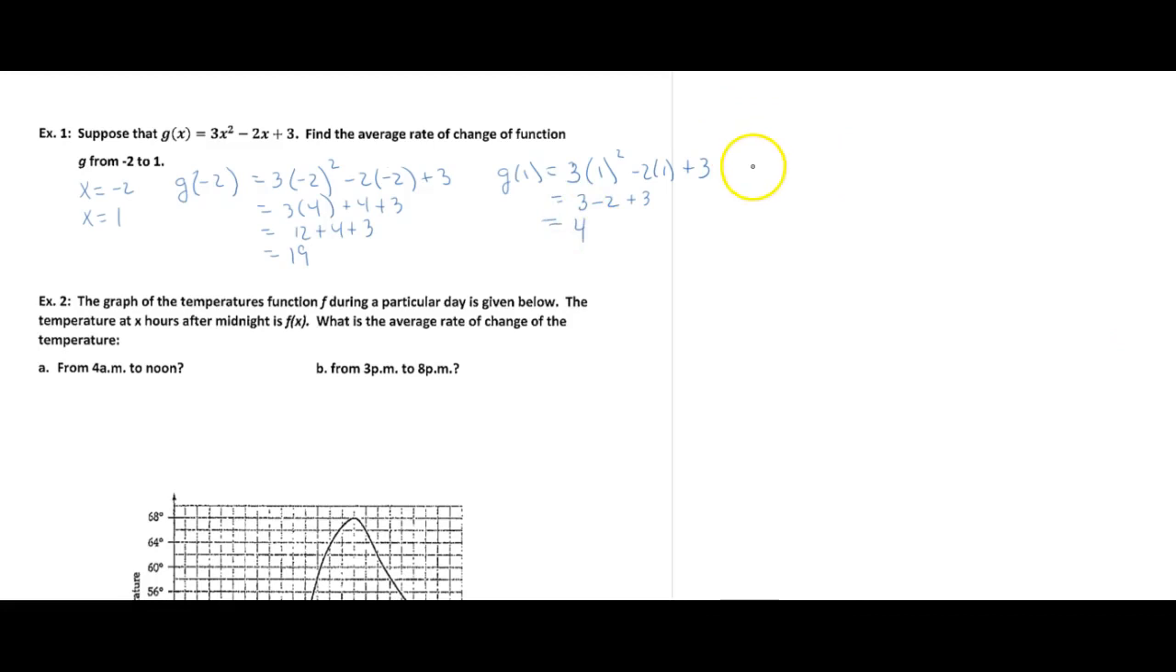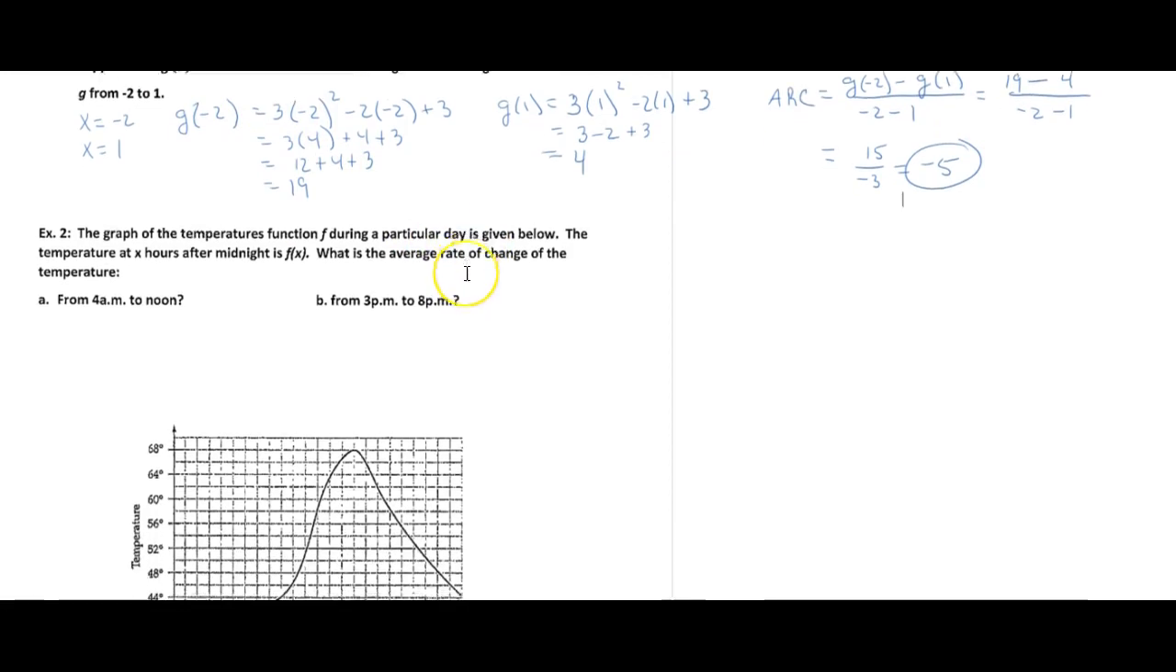So now, when I talk about this rate of change, average rate of change, I'm basically doing g of -2 minus g of 1 all over -2 minus 1. What did we get when we evaluated g of -2? We got 19 minus, what did we get when we evaluated g of 1? We got 4, over -2 minus 1, and that will give me 15 over -3, and the average rate of change here is -5. Okay, and we're going to talk in a minute about easier ways to evaluate this function quickly. All right, but what I do want to do is move on real quickly down here.